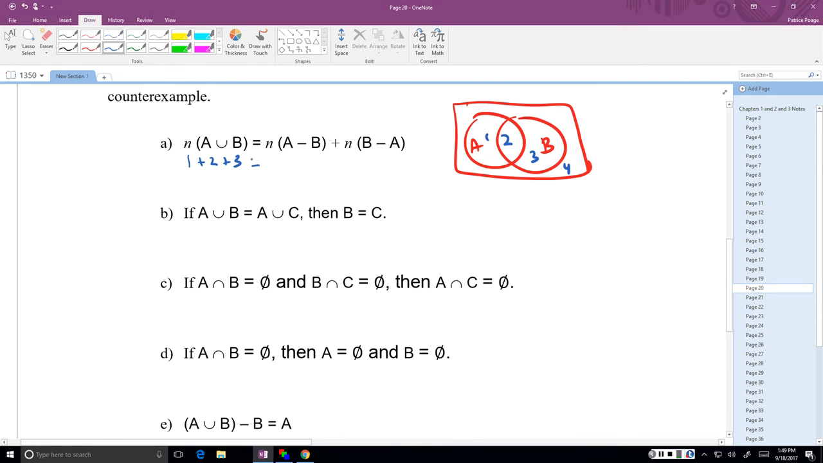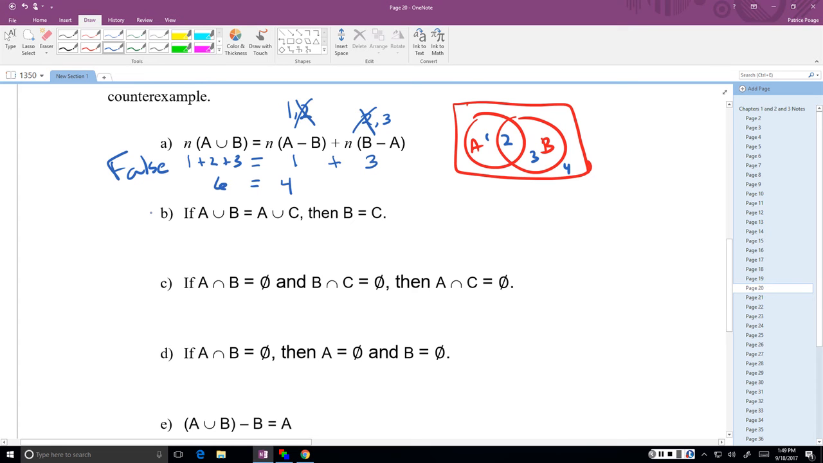And it's saying that it equals, so that's 5, 6, so that's 6. It equals the number in A minus B. So if we take the ones in A, 1 and 2, minus the ones in B, what are we left with? We take the ones in A, which are 1 and 2. Those are the numbers in A. And subtract the numbers from B, we're left with the 1. Plus, if we take the numbers from B, which are 2, 3, and we subtract the numbers from A, we're left with 3. So 1 plus 3 is 4. So this is a false.